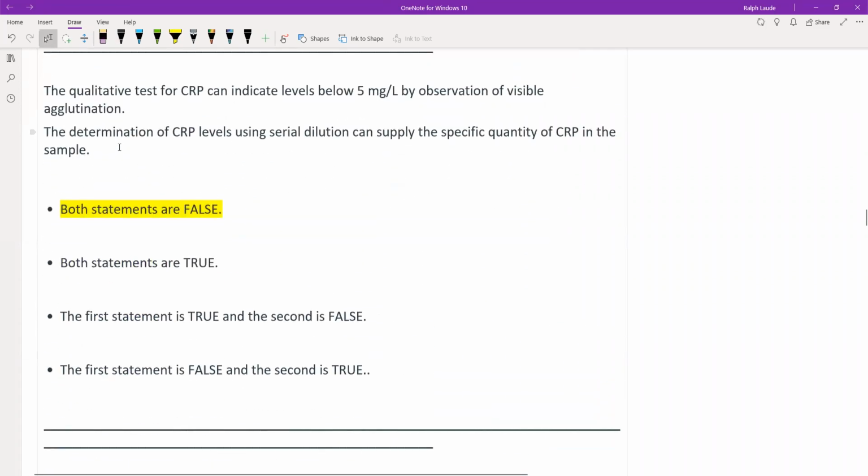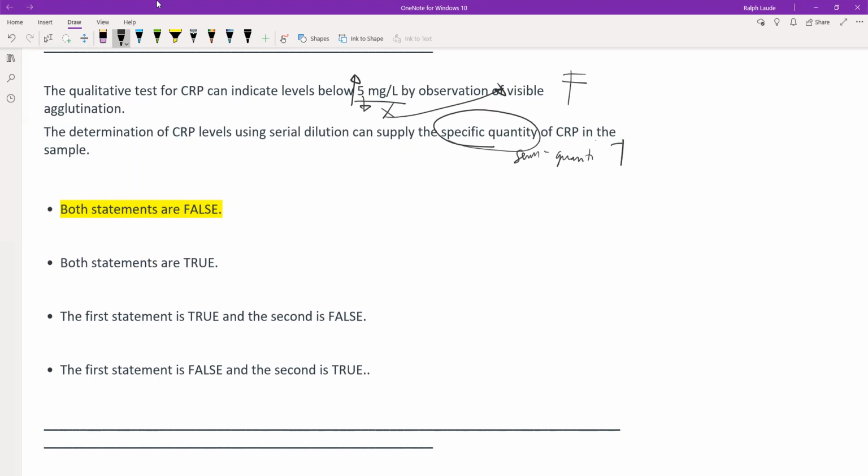Okay, next. Qualitative test for CRP can indicate levels below 5 mg/L by observation of visible agglutination. No. Its sensitivity is such that it only detects levels higher than 5 milligrams per liter. If less than 5, it can no longer be detected with a visible agglutination reaction, so this is false. The determination of CRP levels using serial dilution can supply the specific quantity. No, it's only semi-quantitative, so it's still false. Both statements are false.